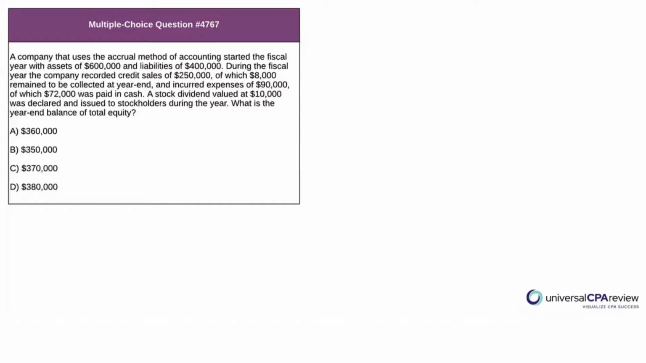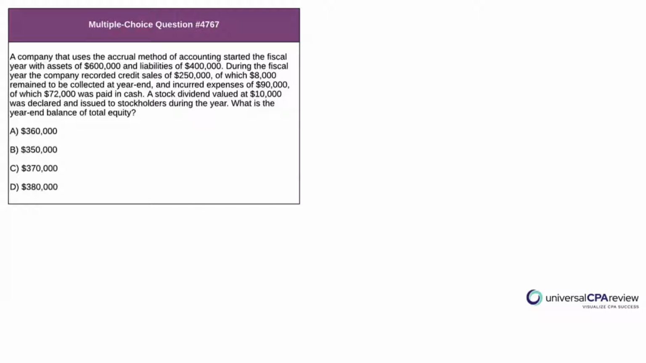So what does the question want us to answer, right? It wants us to answer the year-end balance for total equity. What is it? And we know that there's quite a few items that impact equity, right? For retained earnings, we have net income and net loss, as well as any dividends paid. And then if there's any stock dividends, that impacts retained earnings, as well as total stock outstanding.